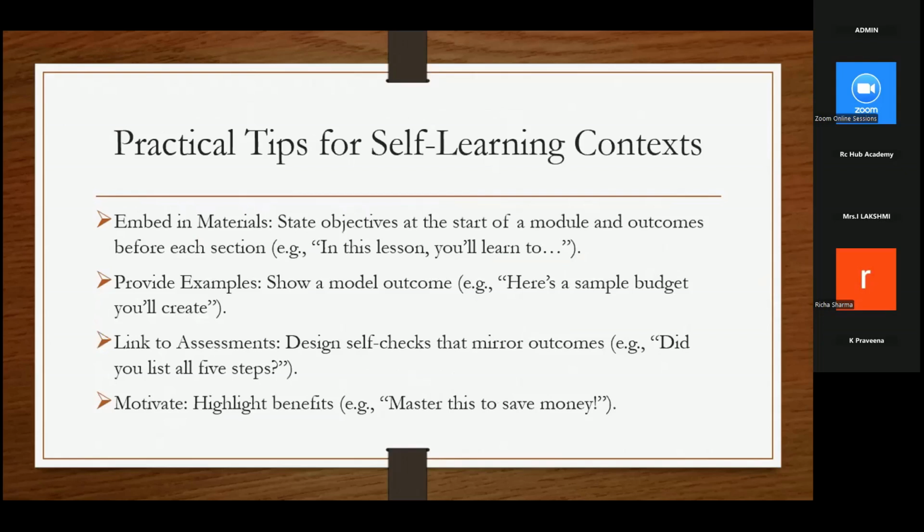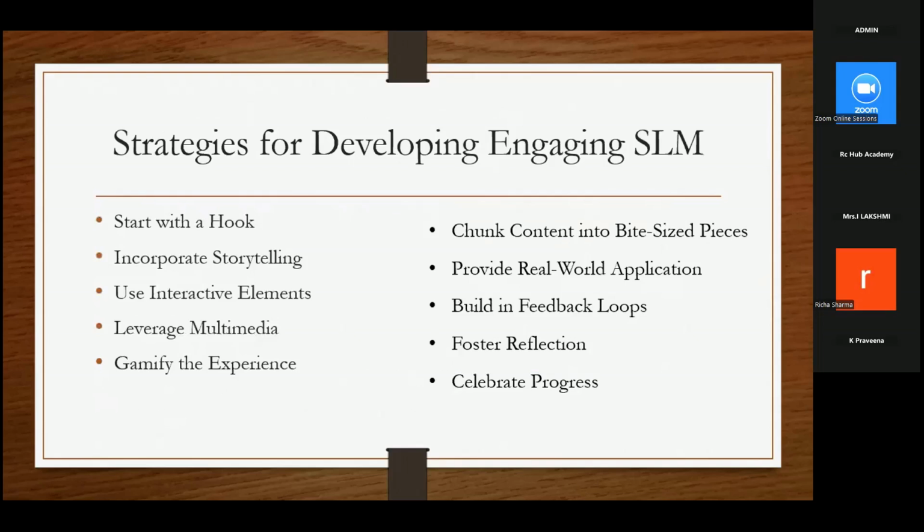And some practice I'm giving here for self-learning: embedded in material, provide some examples, link some assessment, and motivate. We have to motivate the learners in between also. Those are practical tips for self-learning content. And there are certain strategies for developing self-learning material. Some strategies: start with a hook. I want to make clear why you are coming and sitting here. What is the purpose of this seminar?